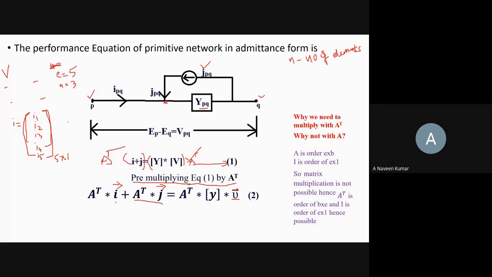Now, what is the order of this matrix? 5 into 1 only, because there are 5 rows but only one column. So that's why we have written 5 into 1. But if the network consists of 3 nodes, then what is the A matrix? The element to node incidence matrix, sorry, the bus incidence matrix. So what is the order of matrix A now?